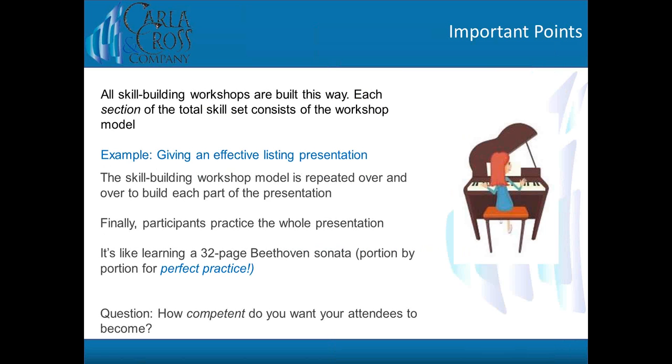An example: giving an effective listing presentation. The skill building workshop model is repeated over and over. Finally, after participants have mastered each part of the listing presentation, then they go through the whole thing. This creates competence and confidence. Otherwise, they're just stumbling through and very incompetent. They can get through it, but you have no level of competence.